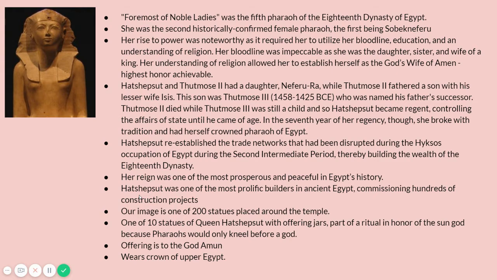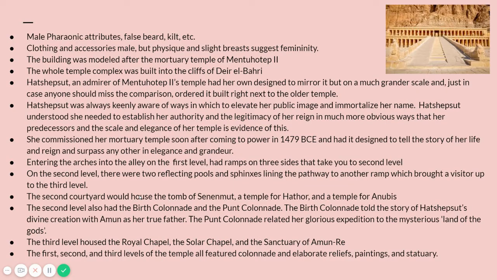And in the statue, she is wearing the crown that represents Upper Egypt. Interestingly enough, though she crowned herself pharaoh, she definitely took on a lot of the symbolism that a pharaoh would wear. So she would wear the false beard, the kilt, the crown, but yet whenever her physique was carved or sculpted, you could still tell that she was female.